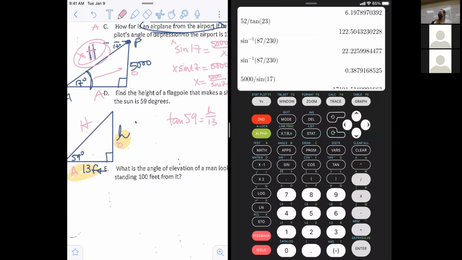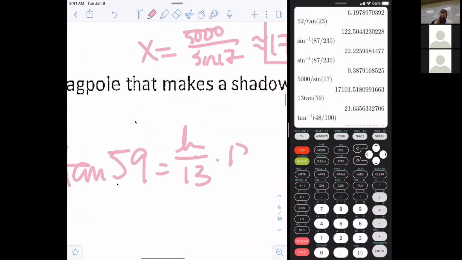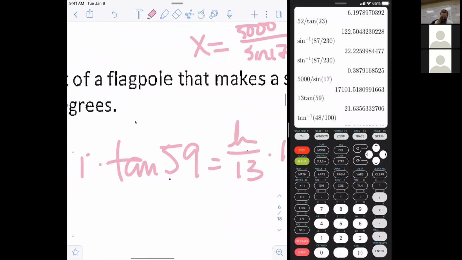Now that was pretty easy. I just plugged it in and I just have one step in order to simplify. Let's move our 13 to both sides. Oops, that's not what I wanted to do. Multiply by 13 on both sides. So now I have 13 tan of 59. Perfect. I'm just going to plug that straight in.